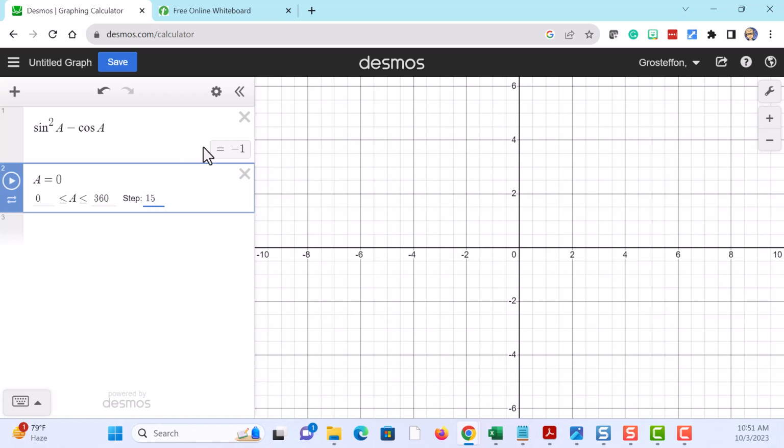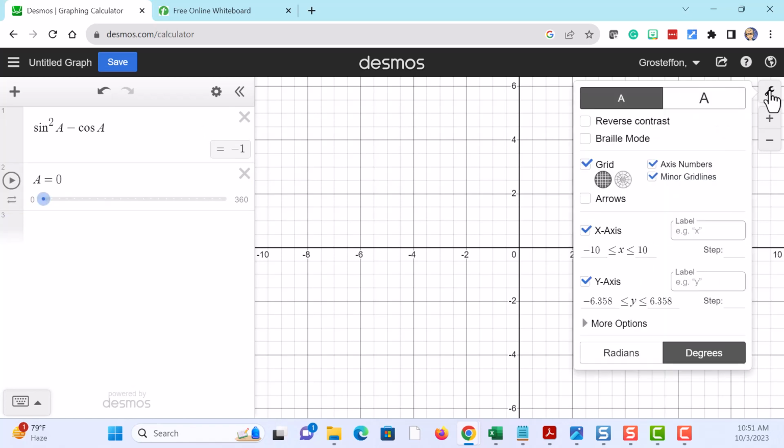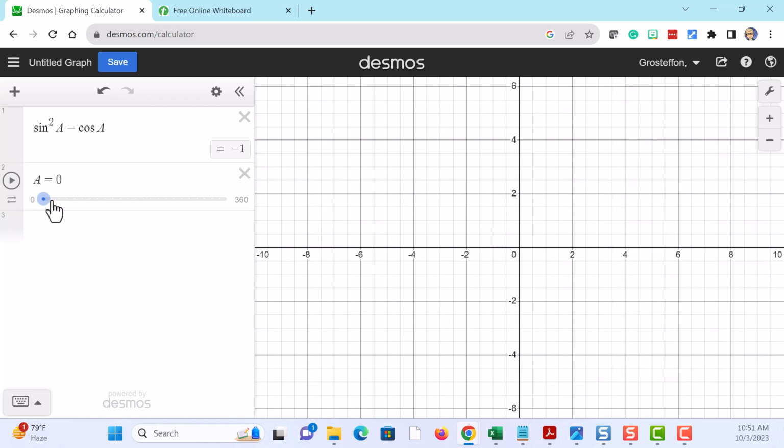The other thing that we need to ensure is that our calculator is in degree mode. So I'm going to go over to graph settings and make sure that I am in degree mode. Now that I am, I can go ahead and start sliding the value of A to test the expression. And remember, what we want is for sine squared alpha minus cosine squared alpha to be equal to positive 1. When A is 0, it's negative 1. So let's just slide our A.